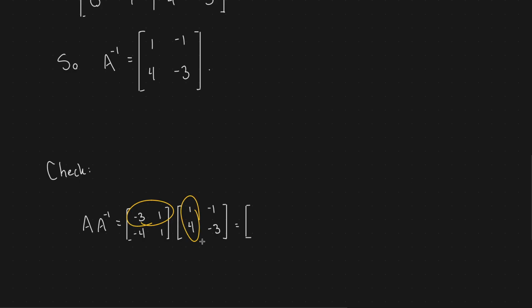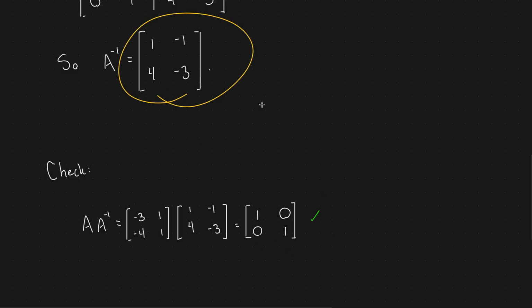I get negative 3 plus 4, that's 1. Second row, first column, take the dot product of those. Negative 4 plus 4 is 0. First row, second column, take the dot product of those. I get 3 plus negative 3, that's 0. And second row, second column, take the dot product of those. I get positive 4 plus negative 3, that's 1. And so it checks out. This matrix is indeed the inverse of matrix A.